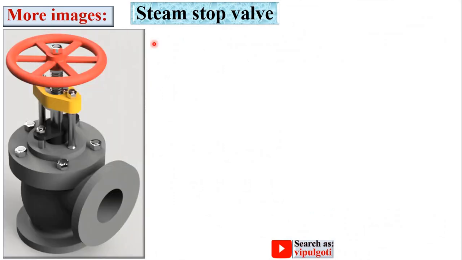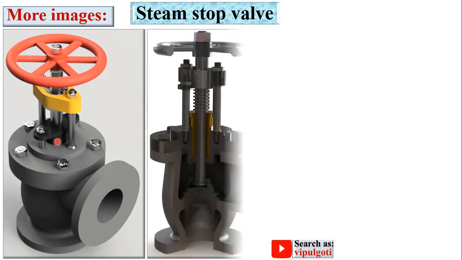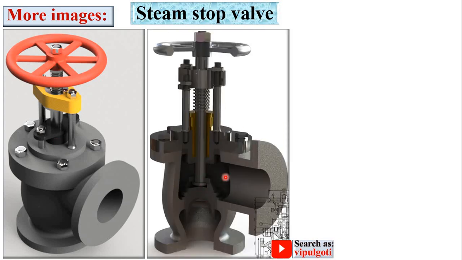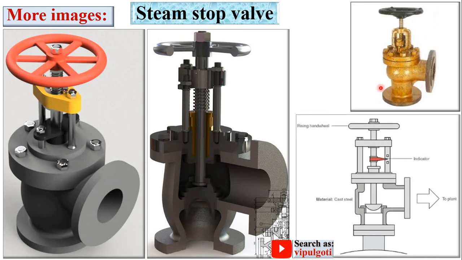More images of the steam stop valve. So this is the hand wheel. With the help of that you can open or close the valve. This one is the cut section of the steam stop valve, and this one is the real image of the steam stop valve. This figure also you can use for the examination.